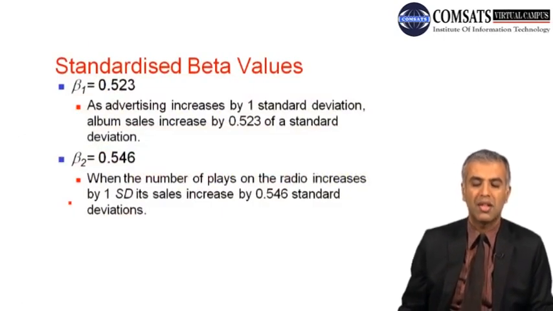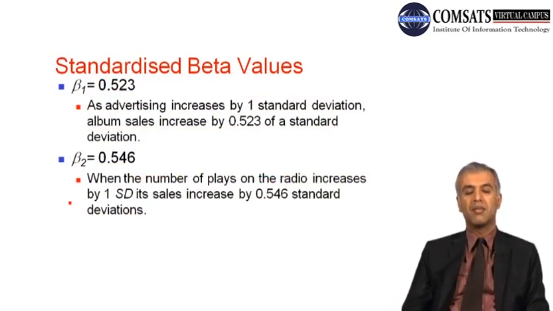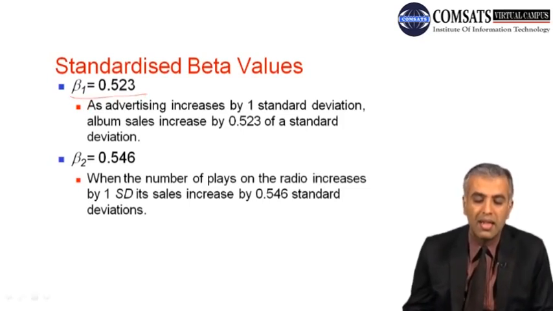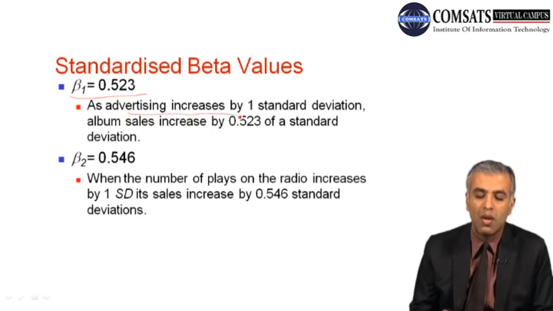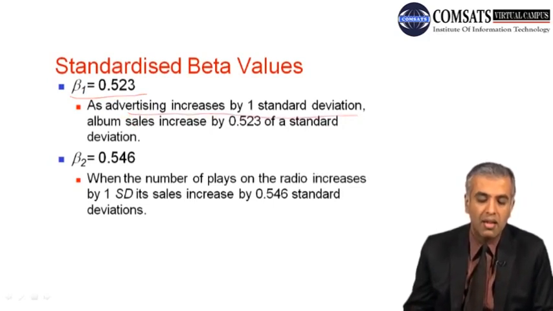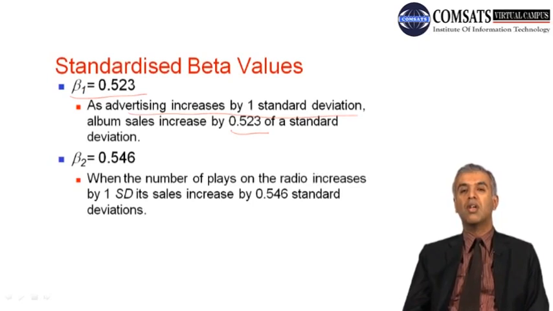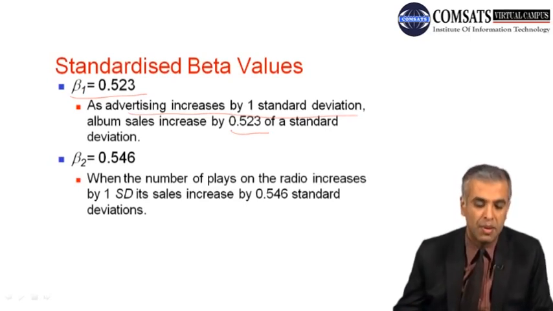So coming to the standardized beta values, because now we have standardized them so that we can compare these values with each other. Now you can very much see that the beta 1 value is 0.523, and again the interpretation is different, because now we can say that if we increase the advertising by 1 standard deviation, then the album sales would increase by 0.523 of a standard deviation. So you must notice here that the whole interpretation is now being done with respect to standard deviations, in contrast with the previous interpretation which was done in real units of the relevant variables being considered.